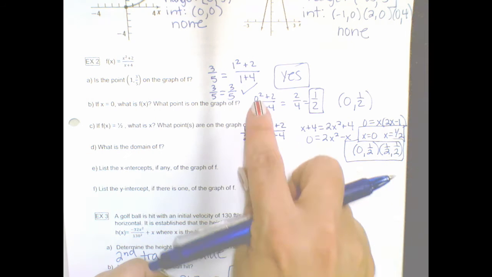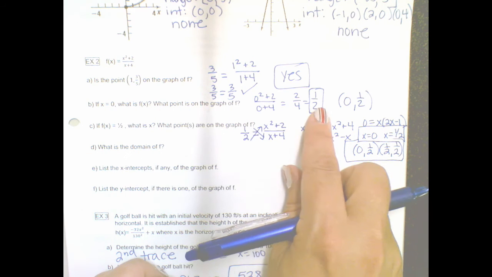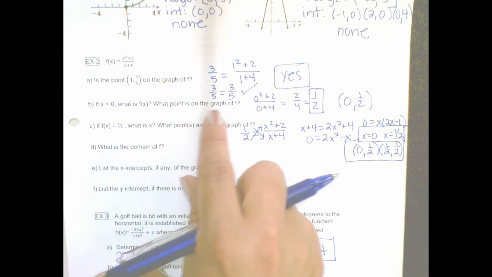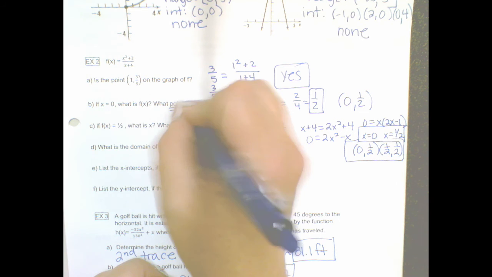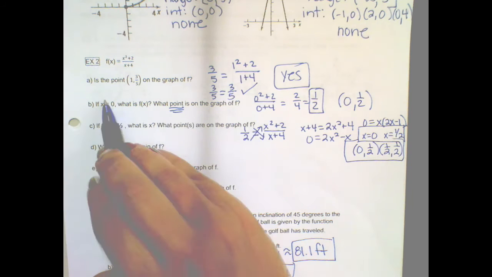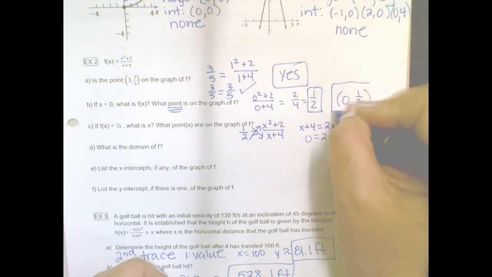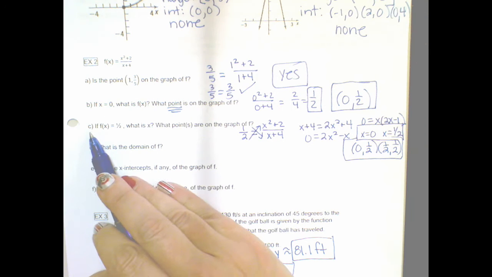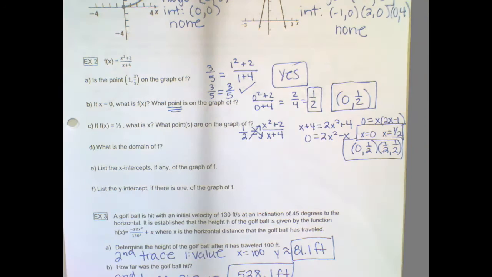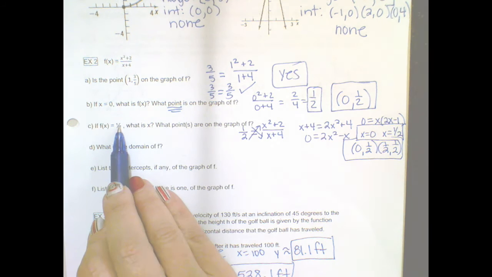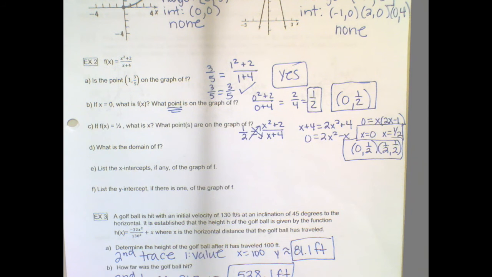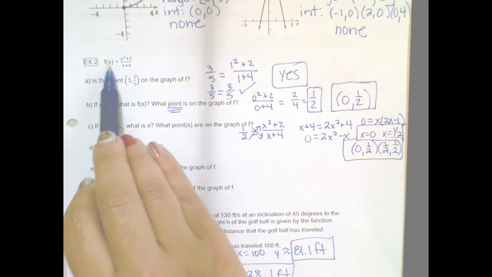When I plug in 0, I get 1/2. What is the point on the graph? Point means ordered pair. So x was 0, y was 1/2. That's how I got this guy here. Down here, read carefully because I get kids a lot who will just see that they gave you a value and automatically plug it in for x. In this case, we're plugging in for y. So I put the 1/2 in place of the y.